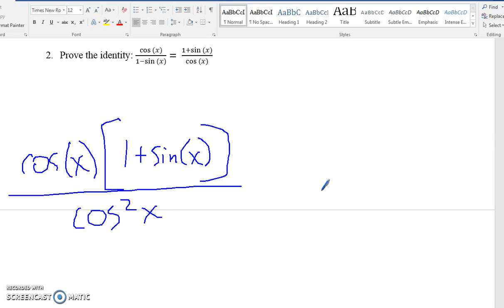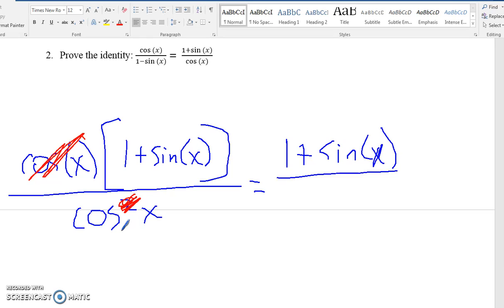Okay, well the cosine squared in that denominator is really saying cosine times cosine. So if I have a cosine up here, it's going to cancel out with one of the cosines down there. It gets rid of that square term, just keeping one cosine in the very bottom. And so in the end, we are left with 1 plus sine of x, all divided by cosine of x, which is what we were trying to make it equal at the very beginning.